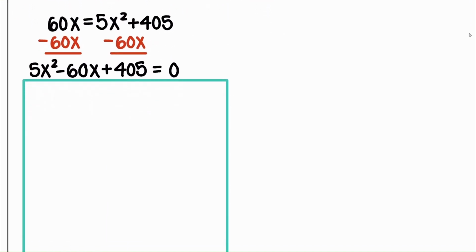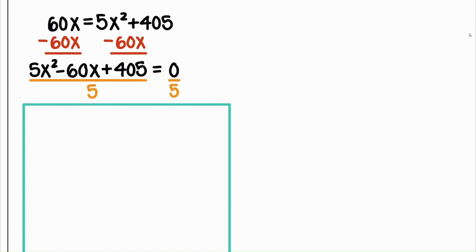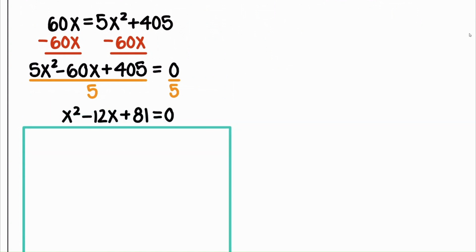So from here we can do a multitude of things, but the first thing that we want to try seeing is, is there a way that I can simplify this equation? And in this case, yes, because we see that all 3 of these terms are divisible by 5. So we can divide by 5, thus giving us x squared minus 12x plus 81 is equal to 0. And so from here, we're left with either factoring, completing the square, or the quadratic formula.